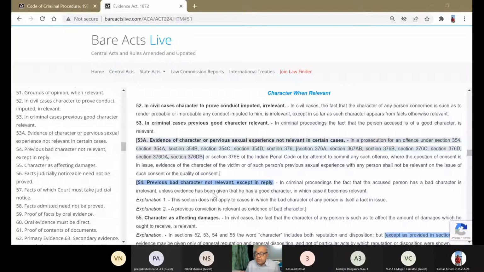Now come to 53. In criminal cases, to understand this 52, समझ में आया आपको? In civil cases, the fact that the character of any person concerned is such as to render probable or improbable. I mean, in civil cases the court is deciding not on the basis of strict evidence, it is on the basis of preponderance of possibilities. It is probable it has happened, it is probable it has not happened. Because you are leading evidence of may presume, shall presume, inconclusive evidence under section 4. So the court may draw inferences under 114 कि ऐसा हुआ है, ऐसा नहीं हुआ है.